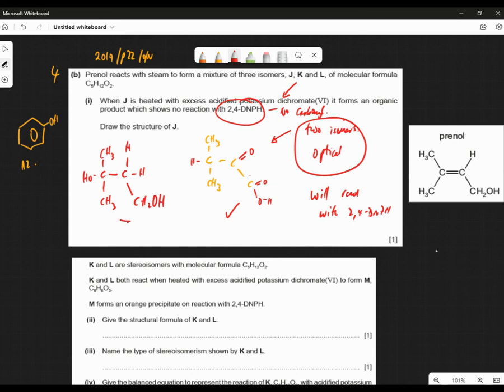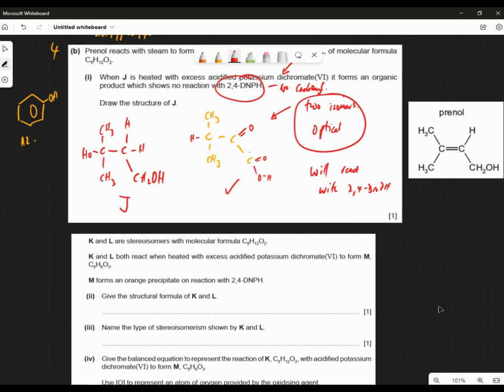CH2OH. This must be J, because its oxidative product will not react with 2,4-DNPH. I hope that makes sense. It's very, very confusing, I must admit, but there you go. All right, so where are we now? I think we're good there. That's the first bit done.